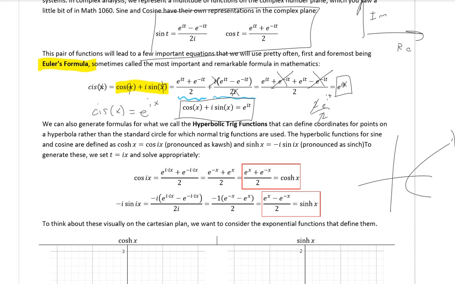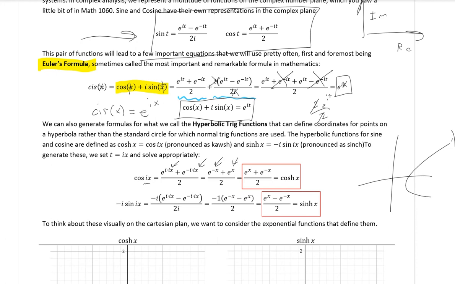To isolate the hyperbolic trig functions, we're going to take our previous equations for sine and cosine in the complex plane and replace t with ix. Every time I had t, I replace it with ix. So in each of these exponentials, they become i times ix and negative i times ix. i times i gives you negative 1, and negative i times i gives you positive 1.